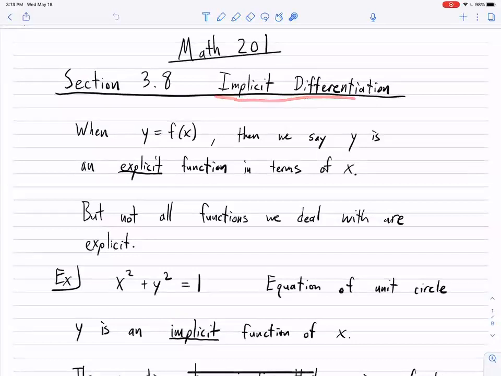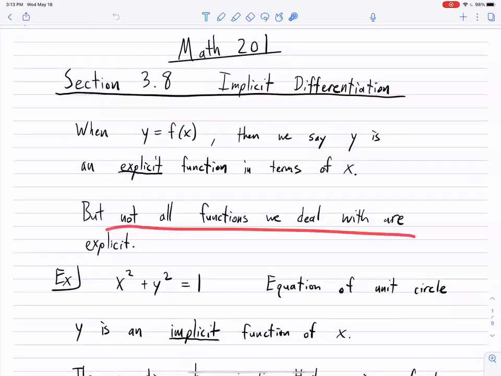Implicit differentiation. In order to understand implicit differentiation, we should talk about what the opposite is, which is explicit. So the idea is that we have y equals some function of x. Then we say y is an explicit function in terms of x. Explicit because when you plug in x, I know exactly what y is. You plug in some value here, and then that's the function y.